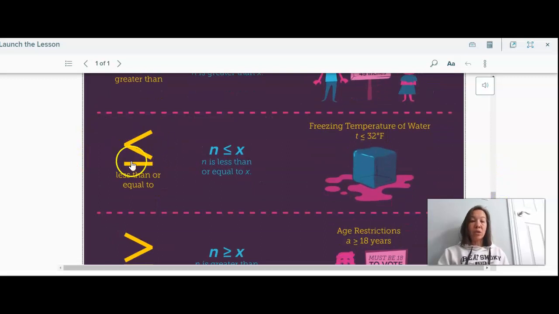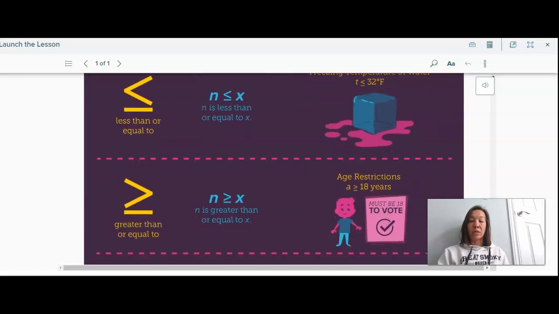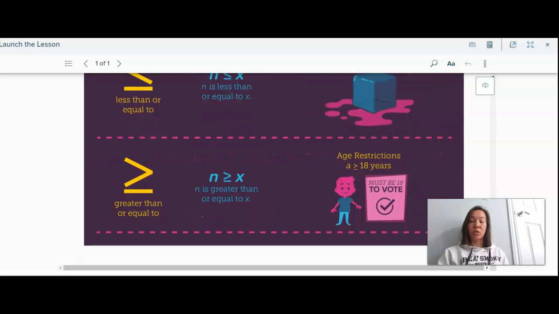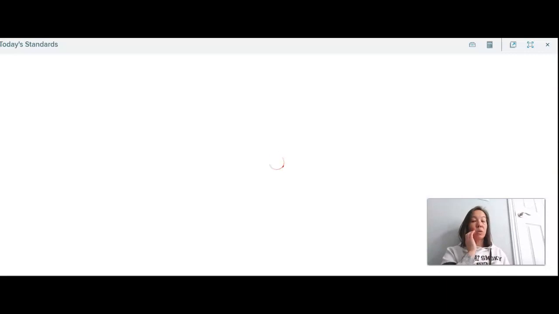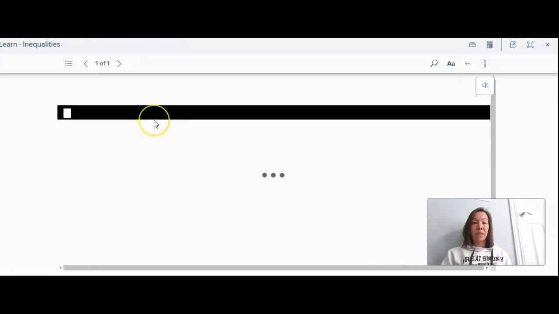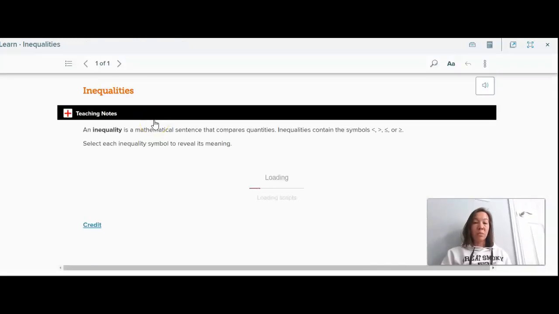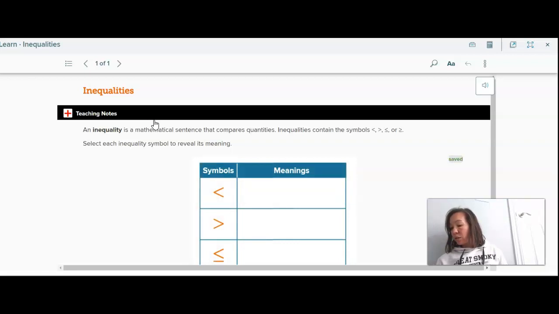Less than or equal to. So when you see the line under, it means not just less than, but it could also be equal to x. So there are some examples there, and then greater than or equal to. When you see the line under, that means also equal to. So we are going to work on solving inequalities. And we solve them, like I said, just like we solve an equation. But let's just first talk about what inequalities are. And these are on page 331 in your book.